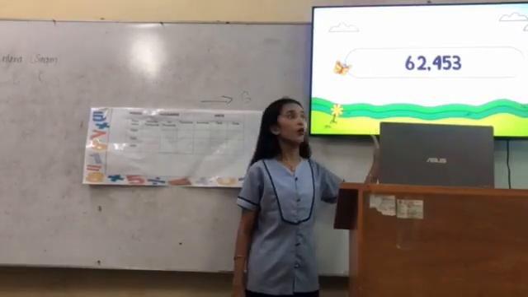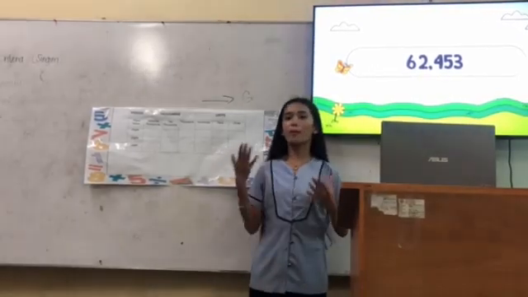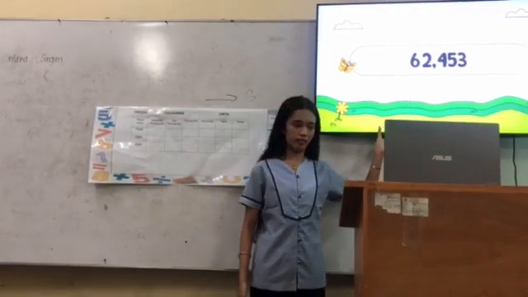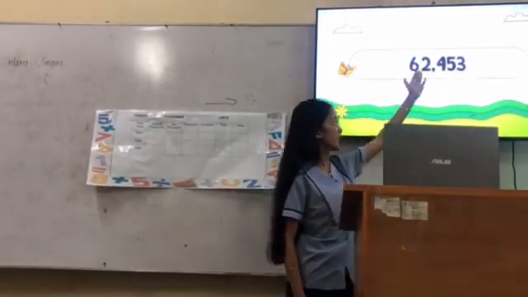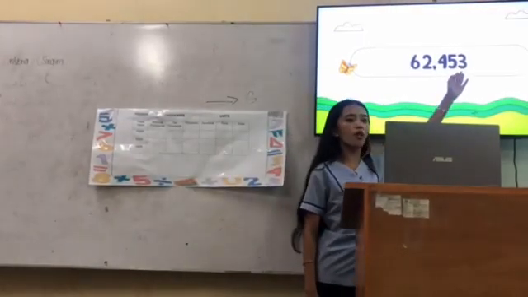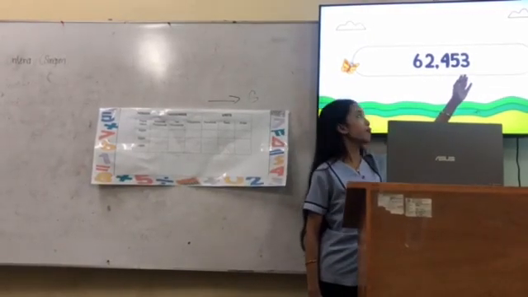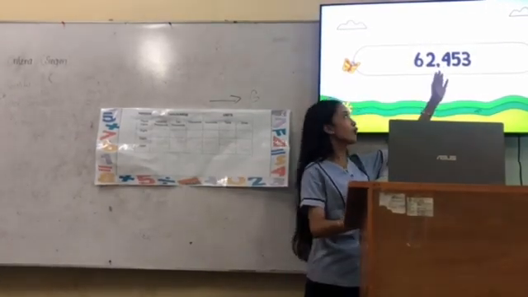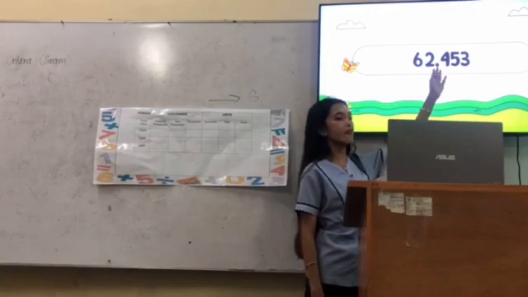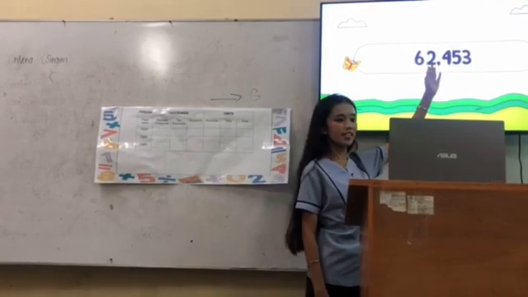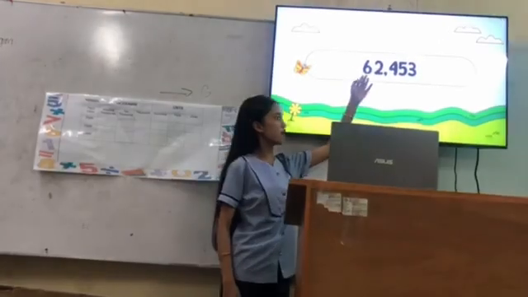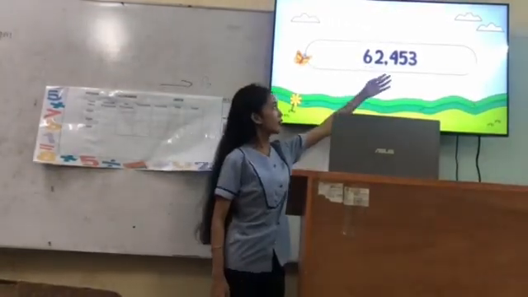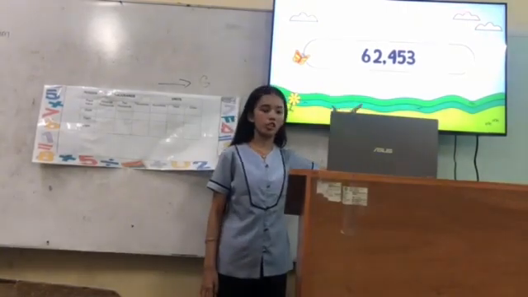62,453. Now, we are going to find out the place value of each digit presented on our screen. Let's start from the left to right. The place value of 3 is ones. The place value of 5 is tens. The place value of 4 is hundreds. The place value of 2 is thousands. The place value of 6 is 10,000. Now, how do we determine the value of each digit?